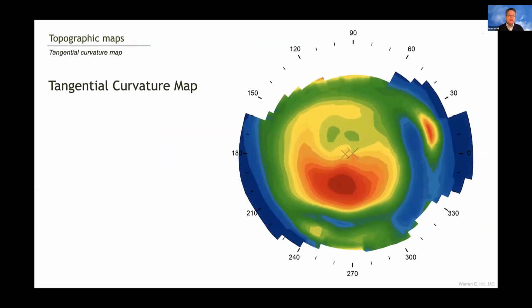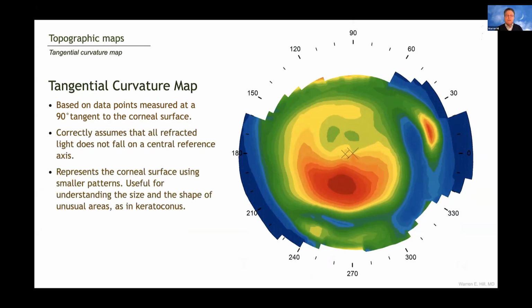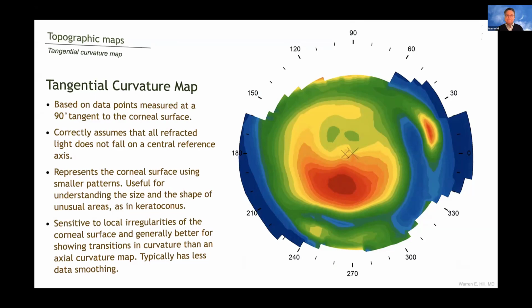Next is a tangential curvature map, and that's based on data points measured at a 90-degree tangent to the corneal surface. This more correctly assumes that all refracted light does not fall through a central reference axis. It represents the corneal surface using somewhat smaller patterns, and it's useful for understanding the size and the shape of unusual areas, as in this patient that has keratoconus. It's very sensitive to local irregularities of the corneal surface, and generally better for showing transitions in curvature than the axial curvature map, and it has less data smoothing.